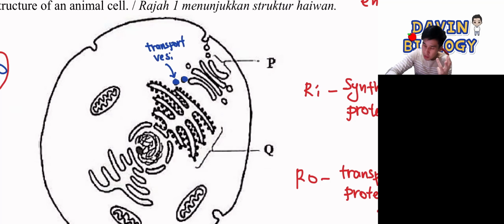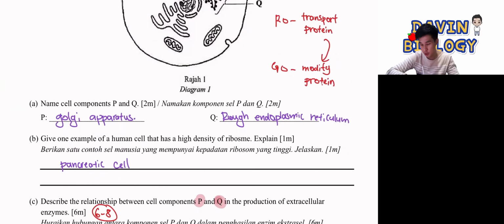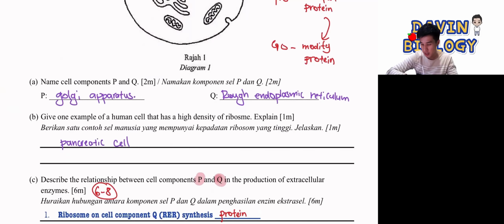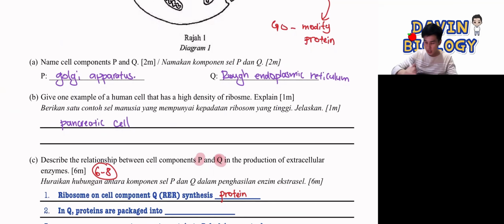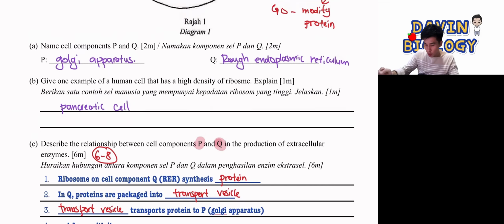If you go watch my video, you know what this is. Transport vesicle is like a lorry, they will transport the protein here. That's how the rough ER transports the protein. The words I use here are a bit different from our textbook, but the keywords are still there. I make it slightly simpler so that it's easier for us to write and remember. So we say in Q, proteins are packaged into what we call a transport vesicle. Then this transport vesicle transports the protein to your Golgi apparatus.